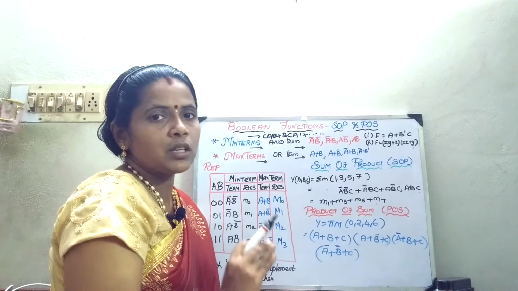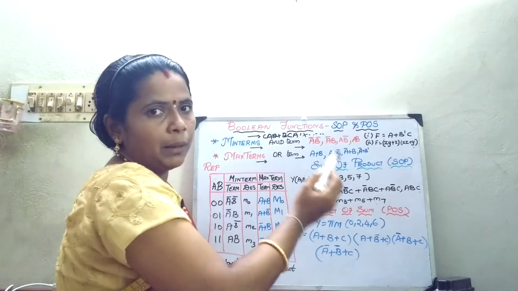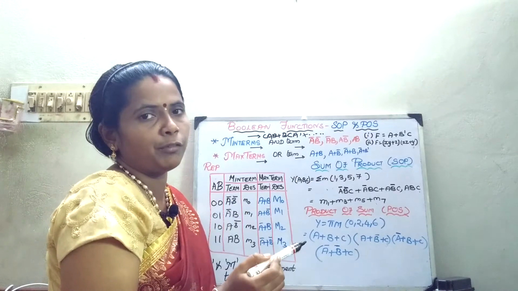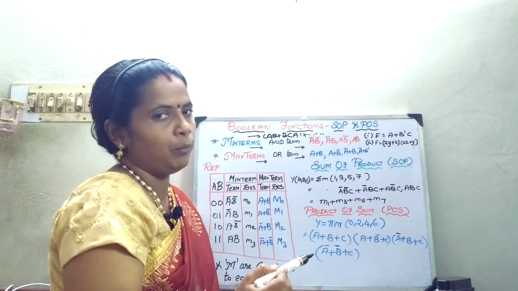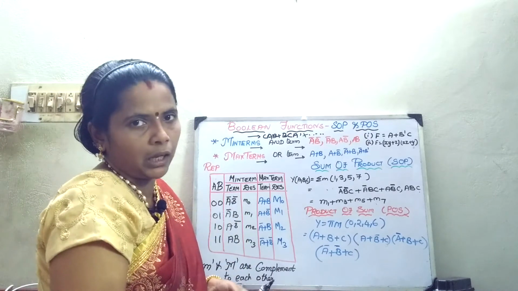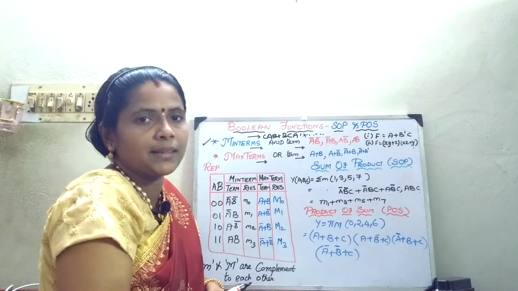So you are just going to minimize the literals. What is a literal? Either a variable A or A bar. A variable which is in normal form or in complemented form is called a literal. Now we will move on to this. For this, two terms are required. One is called a min term and another is called a max term.